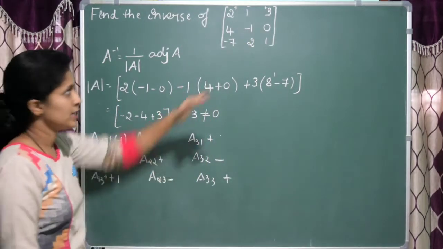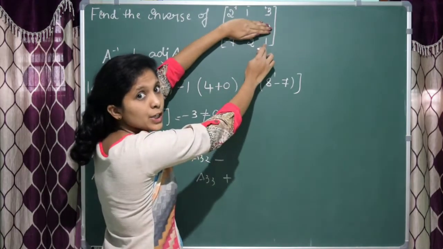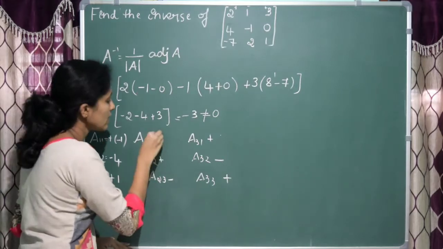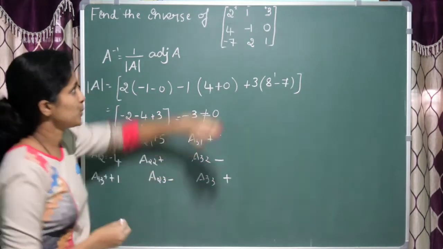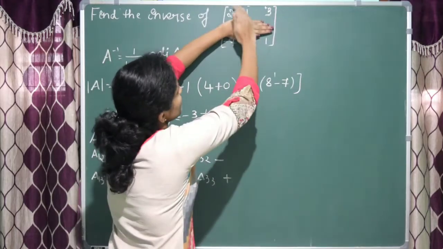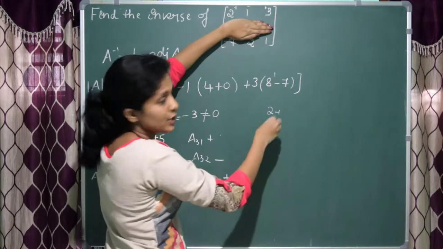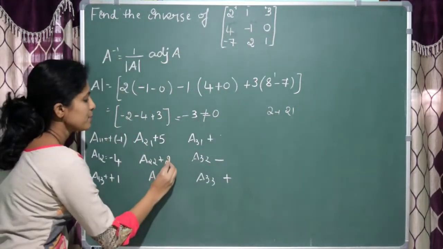Next A21. Delete second row, first column. So 1 into 1, 1 minus 3 into 2 is 6. 1 minus 6 will be minus 5. So minus into minus will be here plus 5. I hope you are understanding this one. Now A22. Delete second row, second column. So 2 into 2 will be 2. So minus into minus will be plus. 7 into 3 is 21. 21 plus 2 will be equal to 23.